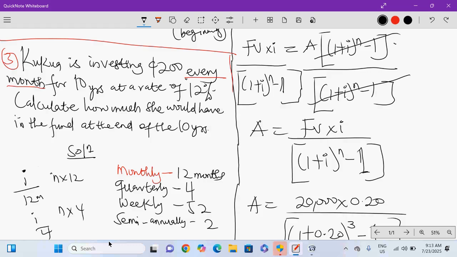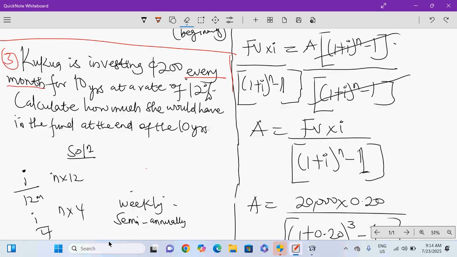So now let's solve this question. This question is saying Maa is investing 260 every month. That is monthly. Every month. It's an annuity, and we have established that you are using the future value, and also it is a multiple compounding question.